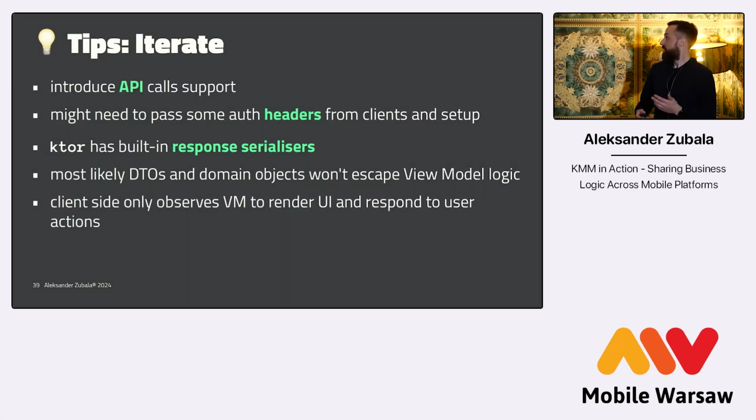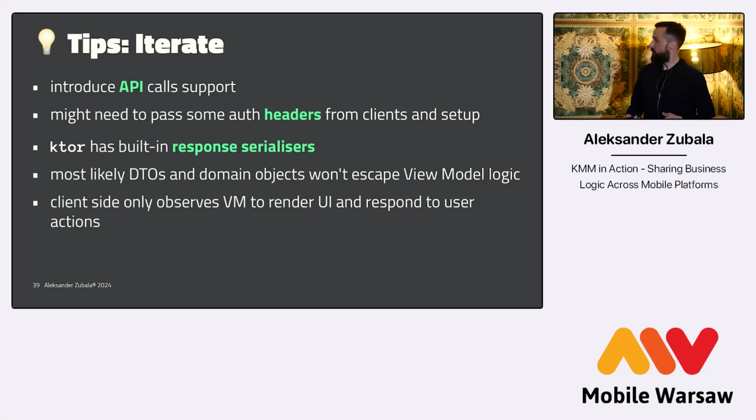The next steps, I would say, would be to try to introduce API calls. Those are basically possible ideas for evolution whenever you confirm that it's something that is working for you. For the API calls, you may still need to pass some auth headers from keychain and things like that, so there will be some communication from clients to the shared code in order to make these API calls. But what is cool is that Ktor, for example, has the built-in response serializer.